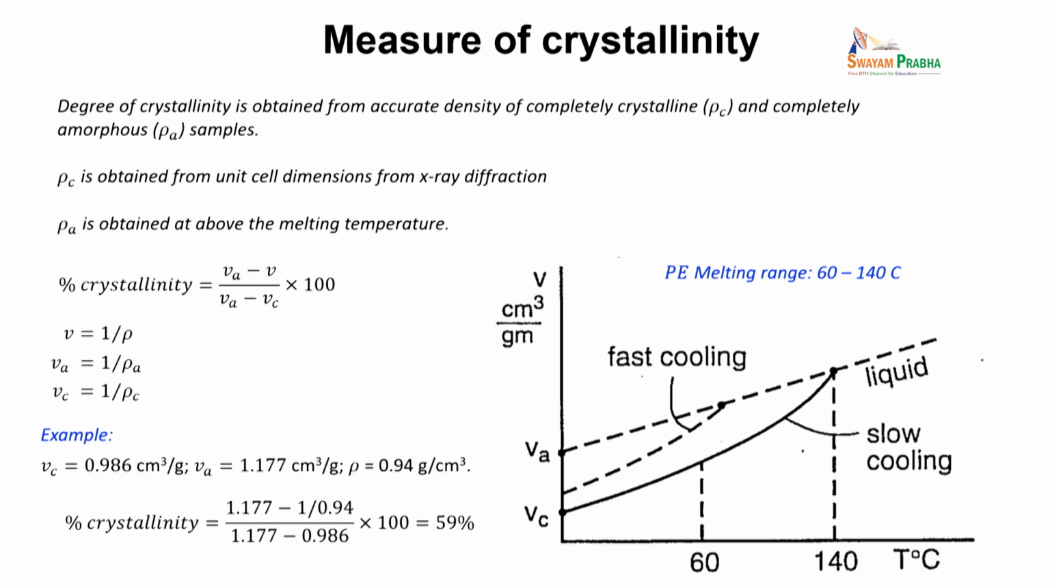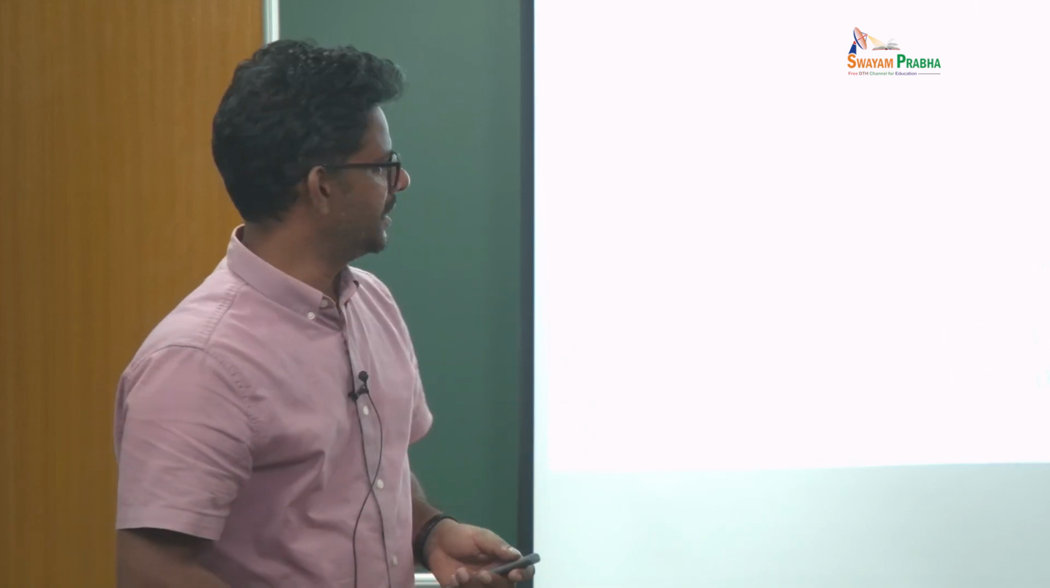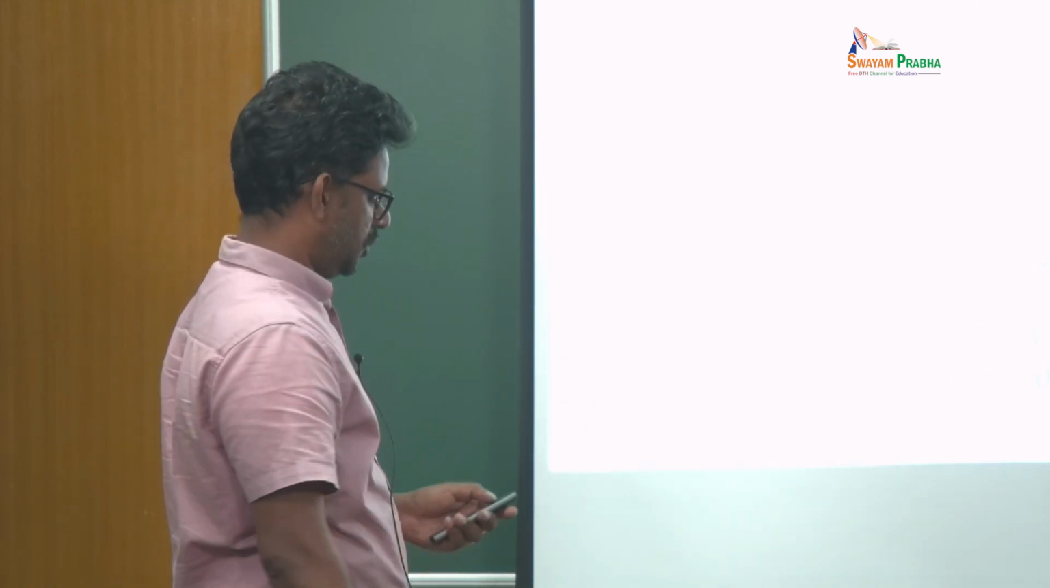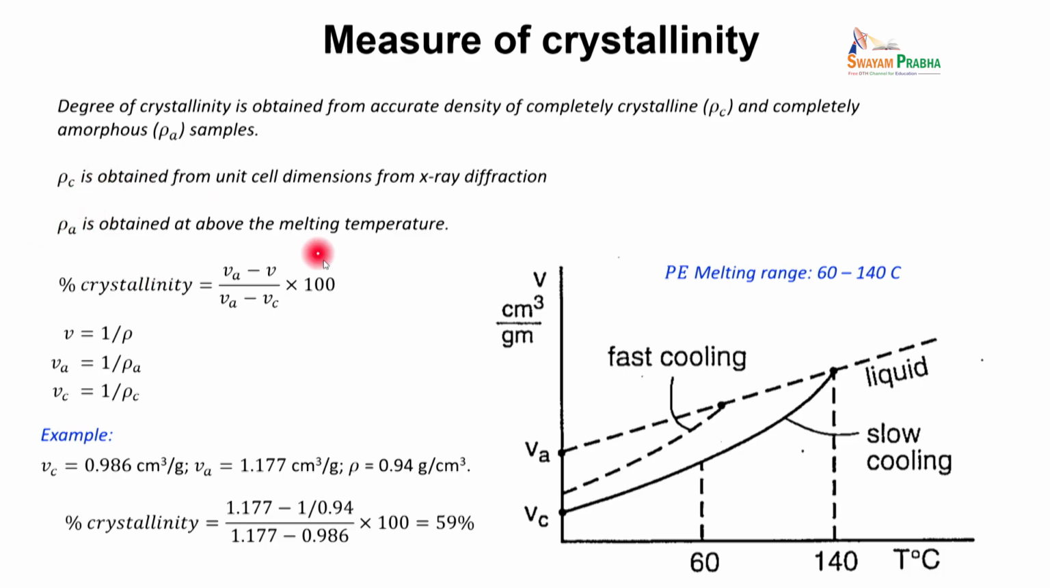So I have been talking about crystalline polymer, semi-crystalline polymer, and is there a way we can actually quantify them? Can we say this polymer has a particular percentage of crystallinity, right? So there is a way we can actually measure them. To measure this, we need certain quantities. We need the density of complete crystalline polymer. We also need the density of amorphous sample.